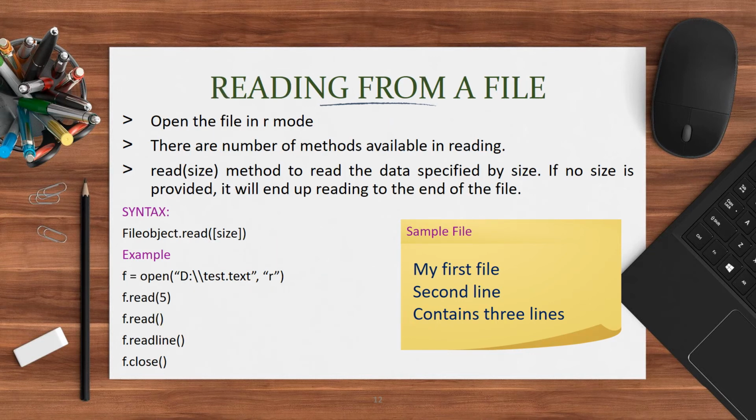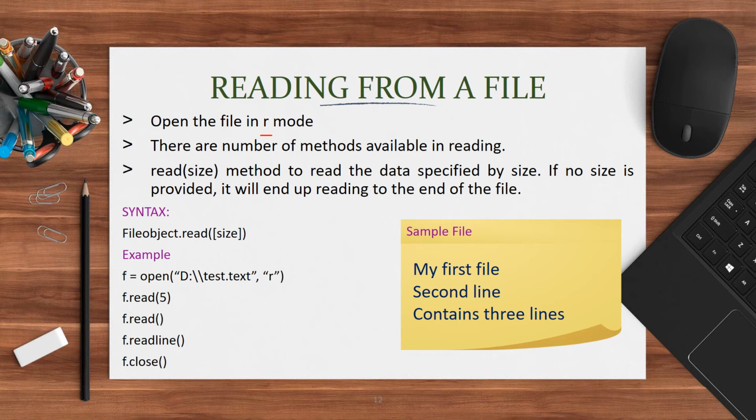Now how are we going to read from a file? In order to read from a file, we must open the file in the reading mode, that is, the r mode. There are a number of methods available for reading. If you use the read(size) method, it will read the data specified by the size. If no size is provided, it will end up reading to the end of the file.